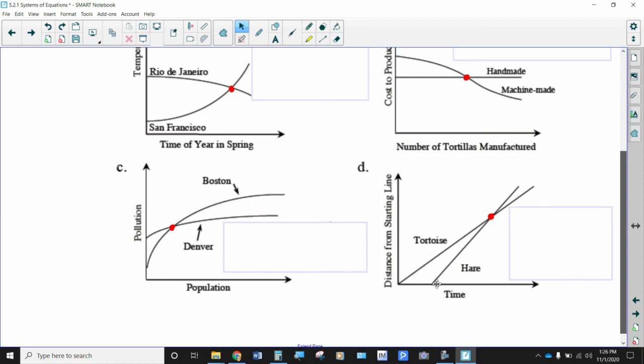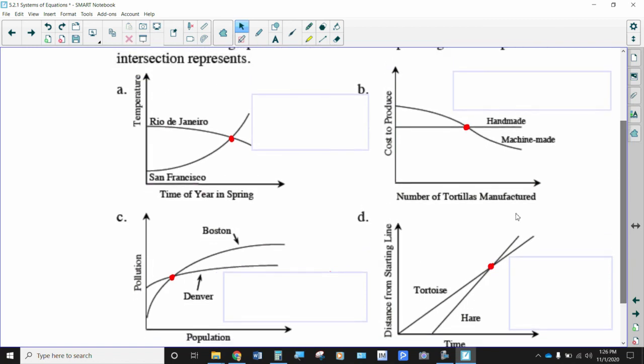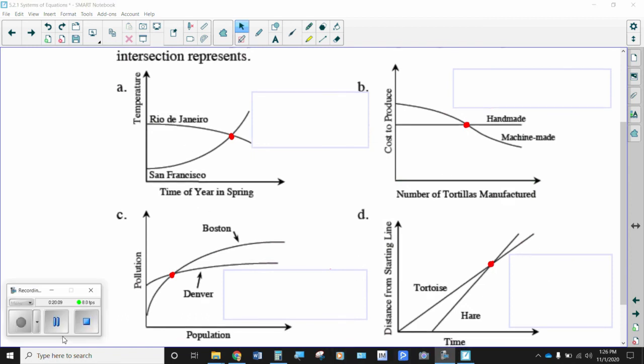And then for D, the distance from the starting line, here's the tortoise. Looks like the hare waited a little bit because the hare is still at the starting line while time is passing. So tortoise has started moving, and then hare starts a little bit later. So tortoise got the head start, and then hare appears to be going a little bit faster. What happens at that intersection point? Go ahead and pause and write down a brief statement for what each one of those intersection points represents.